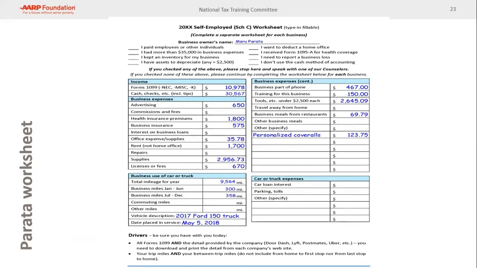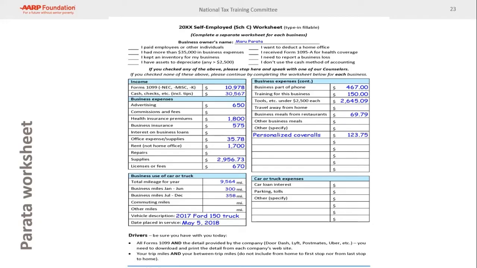This worksheet will help the taxpayer organize their information for you, and then you can use it to complete the tax return. You can find the blank self-employed Schedule C worksheet in the volunteer portal library under Tax-Aide Training and Law. In addition to the 1099 non-employee compensation income, Mr. Parada shows us that he has $30,567 in cash and checks as other income. And he also filled out all his expenses in this worksheet.